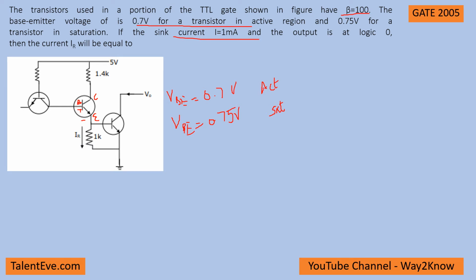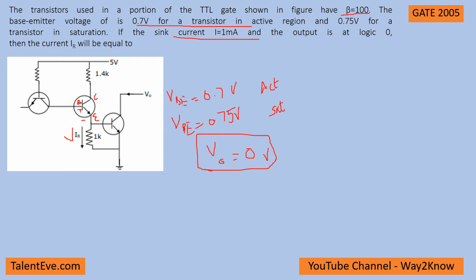output is given as logic 0. V0 is nothing but 0. So we have to calculate the IR current. So one has to understand that when the output is 0, that means high or low, the switch is either driven into the saturation, whether it is on, or it could be off condition or cutoff condition.